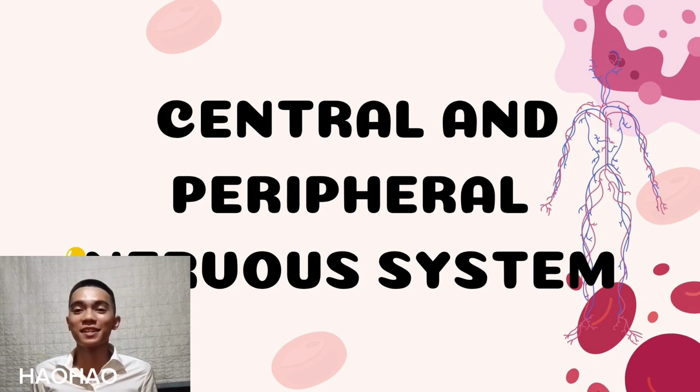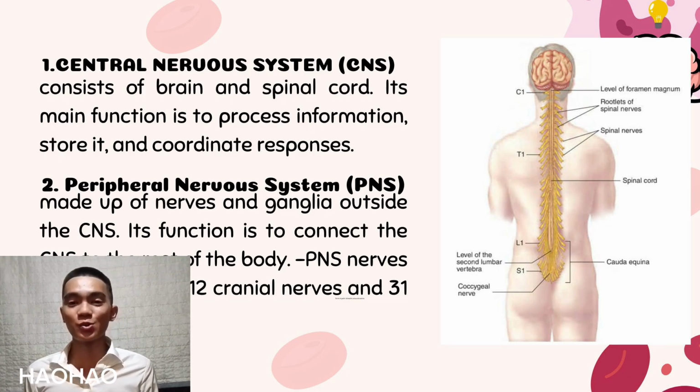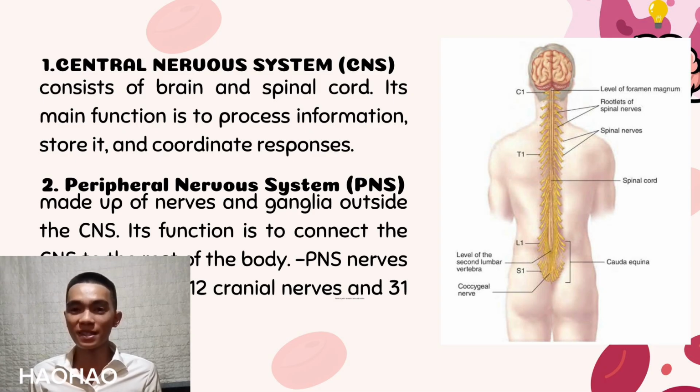So, as I discussed earlier, there are 2 types of nervous system. The first one is the central nervous system or the CNS, which consists of the brain and spinal cord, and its main function is to process information, store it, and coordinate responses. While on the other hand, the peripheral nervous system or the PNS is made up of nerves and ganglia outside the CNS. Its function is to connect the CNS to the rest of the body.